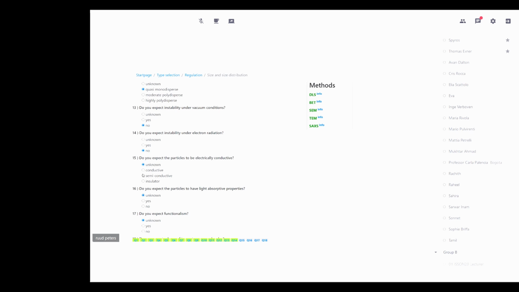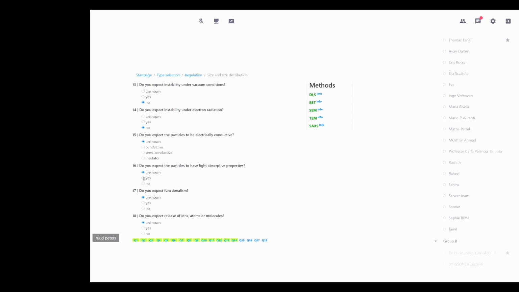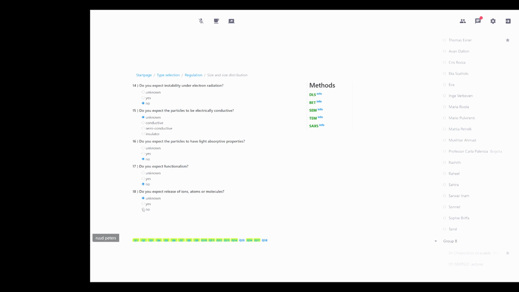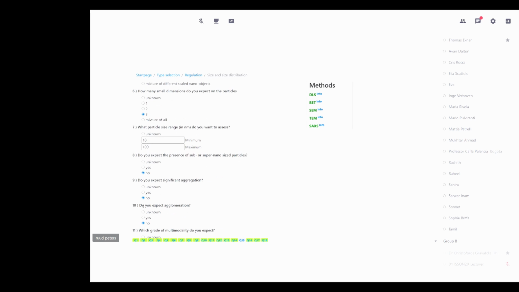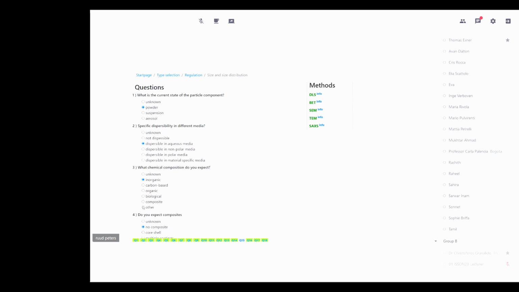Okay, we have 4 more questions to go. Electroconductivity in this case will be no problem for these materials. Same as for light absorptive properties, which is no problem also. Functionalism, which may help to suspend a particle, so it's adding if it's yes, but it's no problem here. And do you expect ions, atoms, or molecules to be released? Well, yes, in that case, DLS and PET turn red because in that case you may run into problems with that material. So we now just went through it just to have a look how it works.